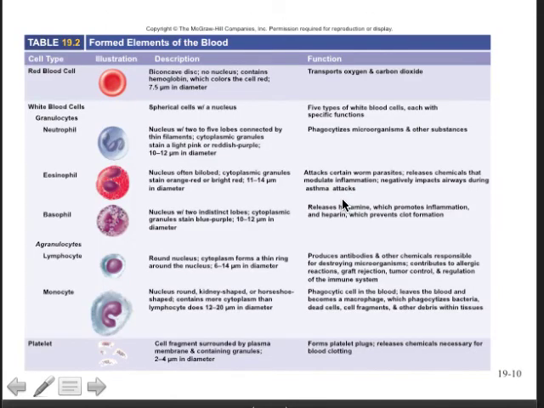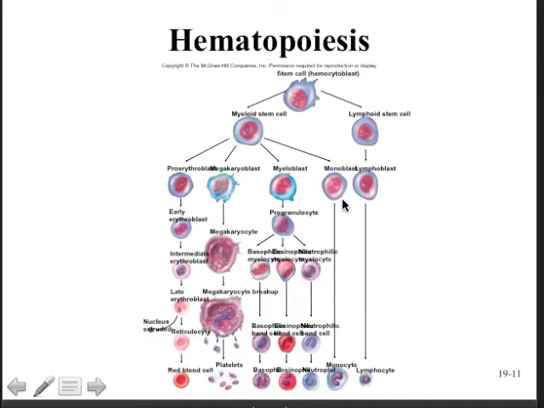This is just a rundown of the formed elements of blood. This is 19.2 in your book. We'll go through each of these in detail in just a bit. But what I wanted to show you here was essentially the heritage, if you will, of the formed elements. We start initially with a stem cell, a hemocytoblast, and these are found primarily in the red bone marrow. They will differentiate into either myeloid or lymphoid cells that are going to produce essentially all the rest of the formed elements of blood.